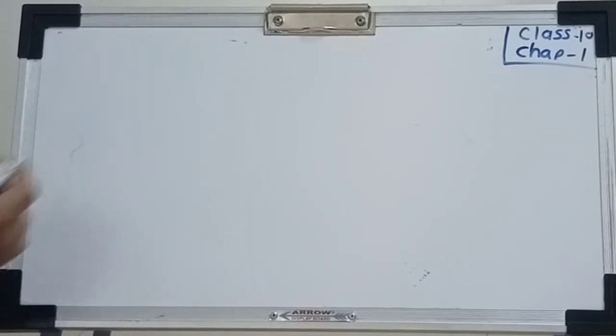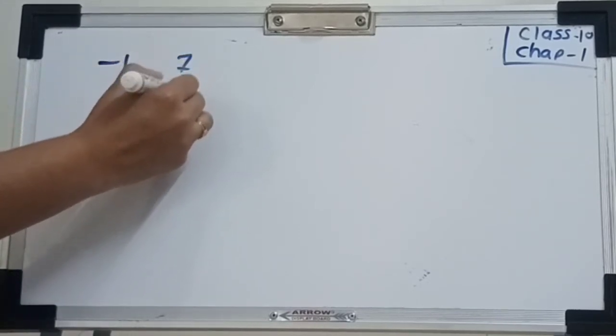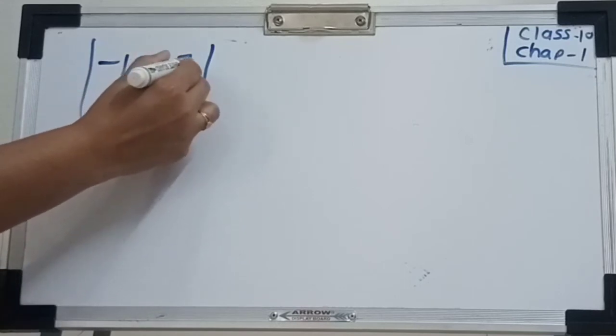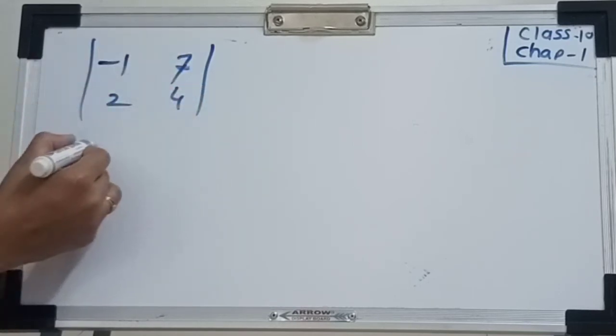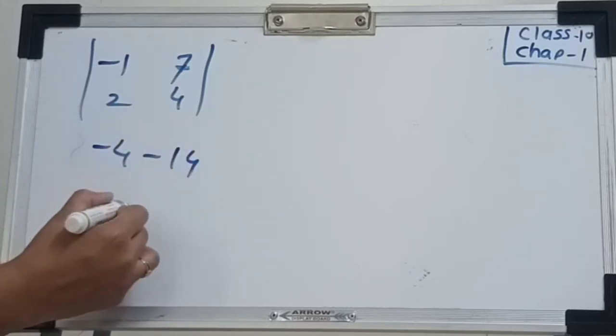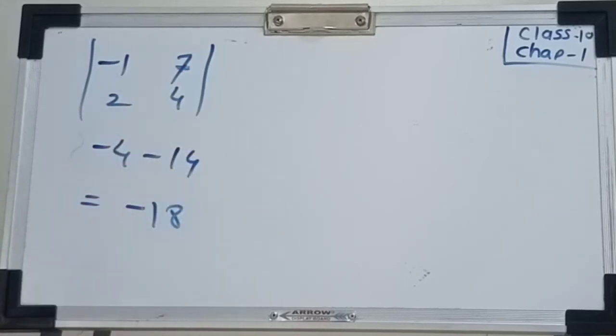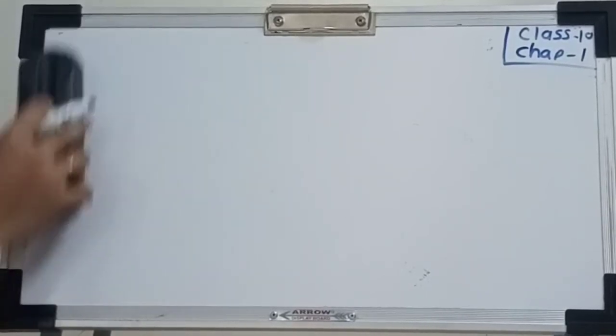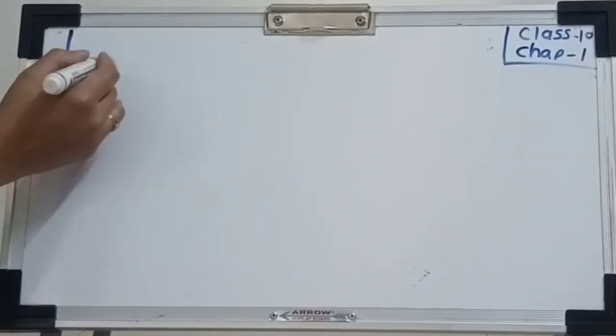Now the next is minus 1, 2, 7, 4. Find the determinant. 4 into minus 1 is minus 4, minus 7 2s are 14. Minus 4 minus 14, minus 18. Okay. Next.